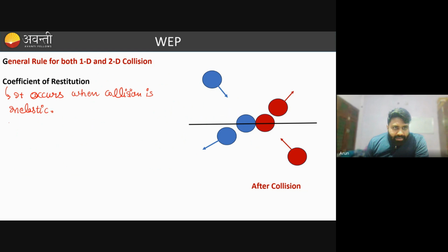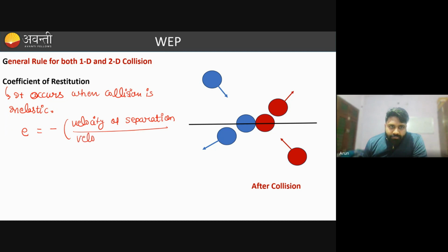Okay, and it is the ratio of, I will write the direct formula here. It is the ratio, minus, of velocity of separation to the velocity of approach.